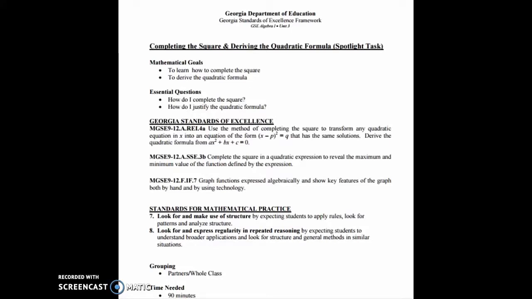This task is wonderful for teaching our students how to complete the square when a is equal to 1 and when a isn't equal to 1. It aligns with our standards and those standards for mathematical practice as well. I had great success with this task in partners, and the time needed is 90 minutes, but you can adjust that as you see fit.